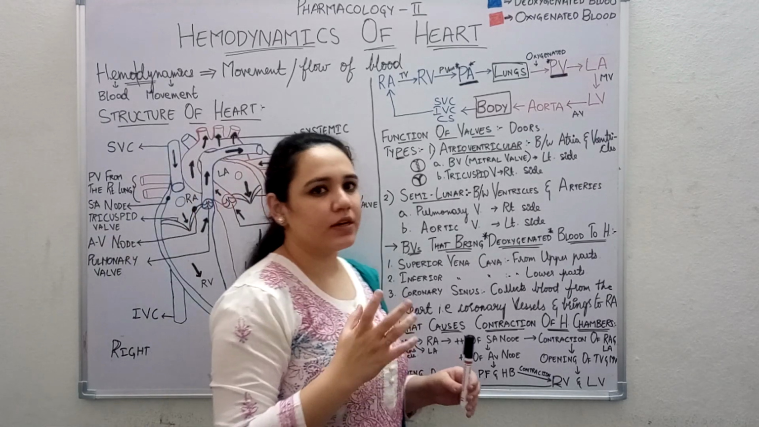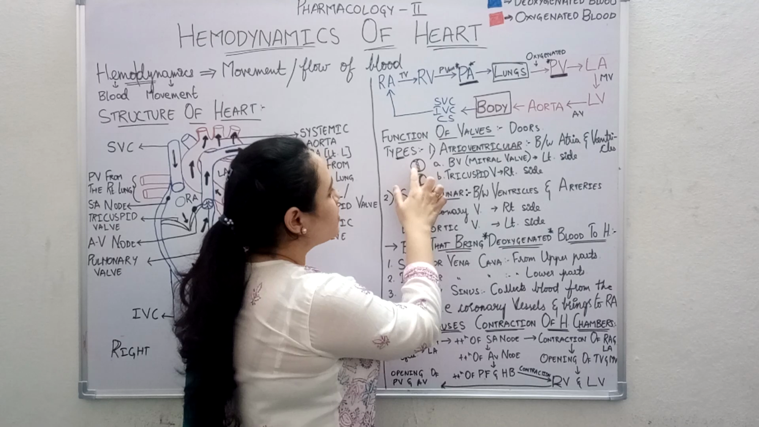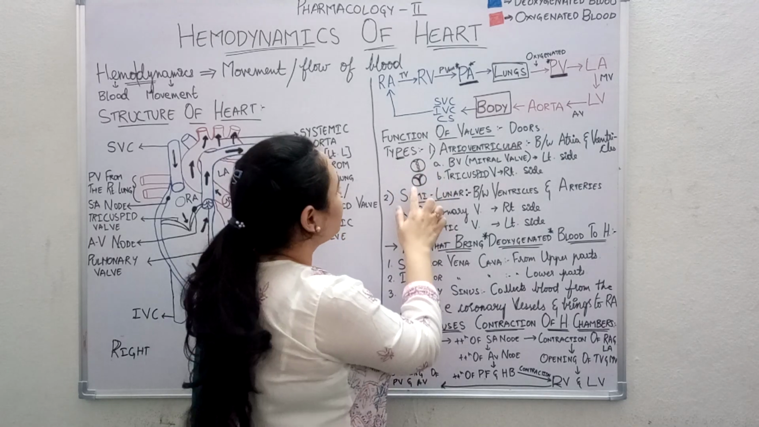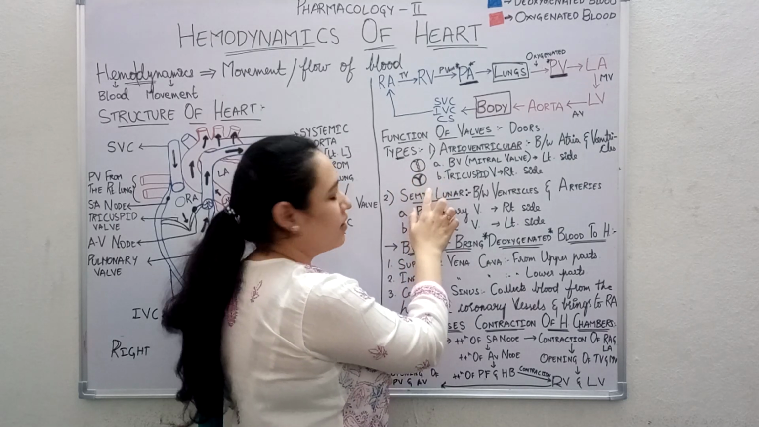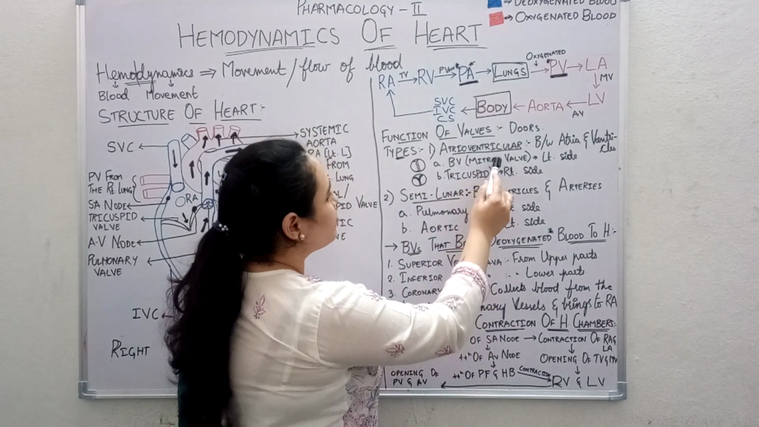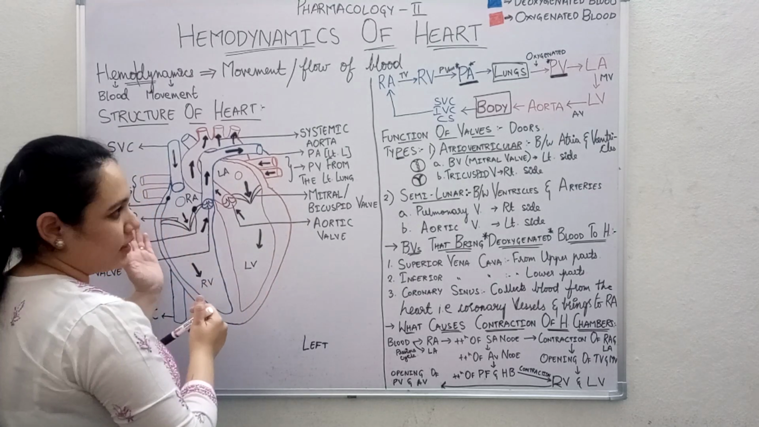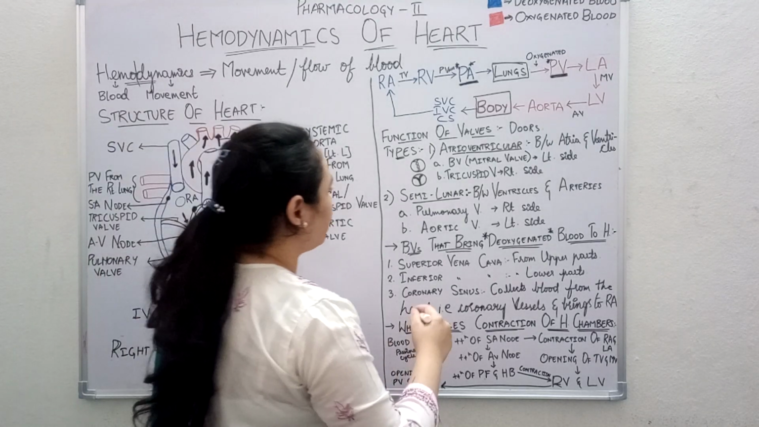So in the name we hear a term called cusp. So what is that? Bicuspid valve has two leaflet-like structures. Tricuspid valve has three cusps, that is three leaflet-like structures. So the bicuspid valve is present on the left side of the heart and the tricuspid valve is present on the right side of the heart.